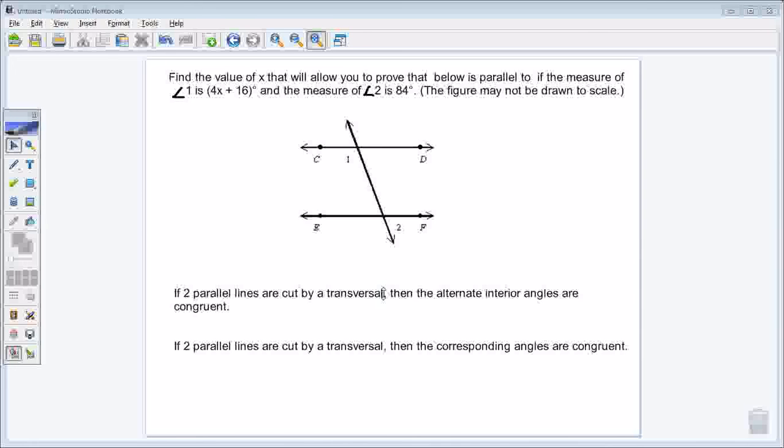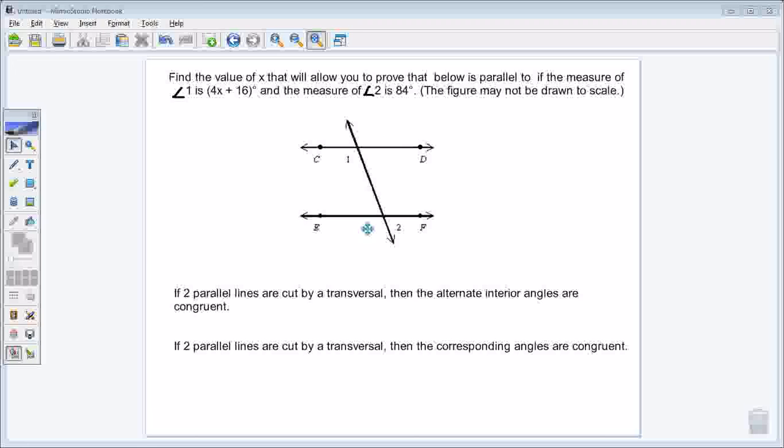What do I know? What we're going to look at first is this: if two parallel lines are cut by a transversal, then the alternate interior angles are congruent. So angle 1 and this angle here are my alternate interior angles, and they are going to be congruent. I also can say, because I'm still relating to angle 1, that if two parallel lines are cut by a transversal, then the corresponding angles are congruent. Corresponding angles are angle 1 and this angle here.